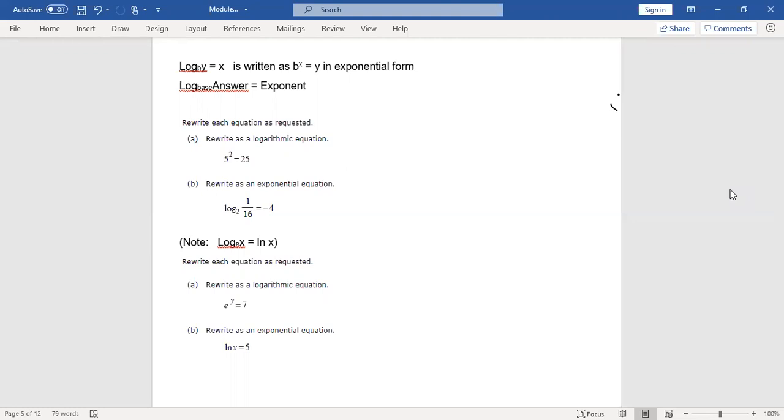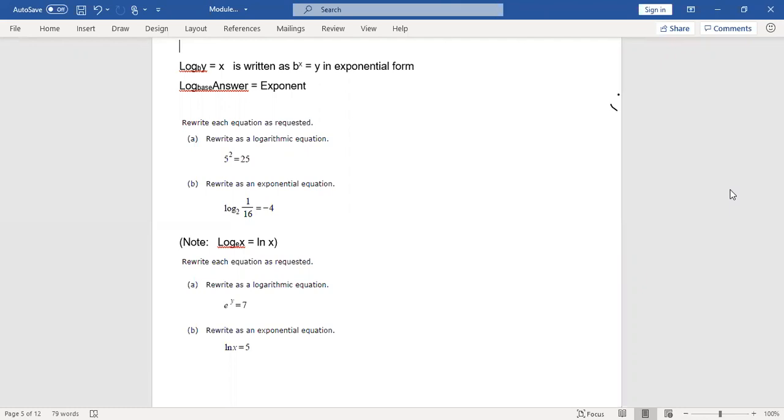So essentially, log base b of y equaling x can be rewritten as b to the x power equaling y in exponential form. So essentially, the log of the base is the answer, and on the other side of the equal sign is really the exponent. Let's see how we do this going back and forth from exponential form to logarithmic form and vice versa.